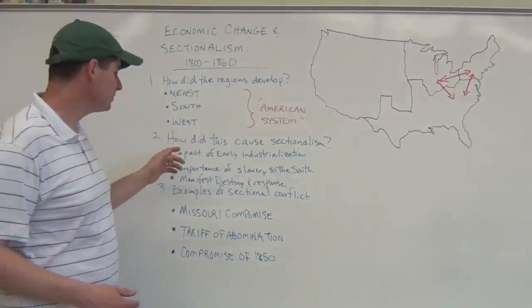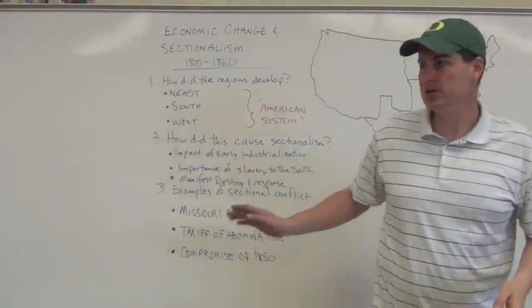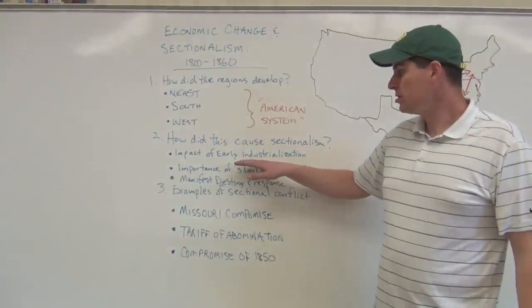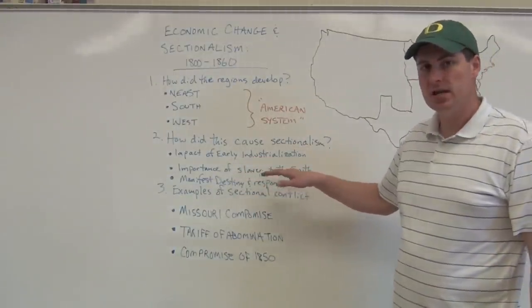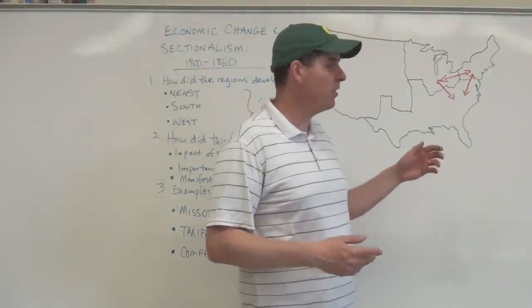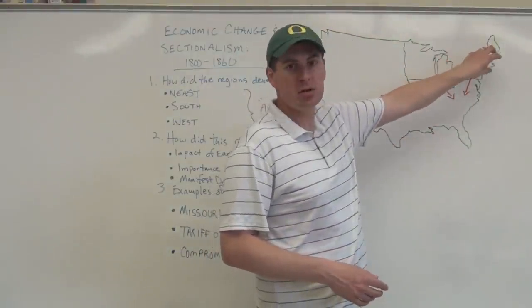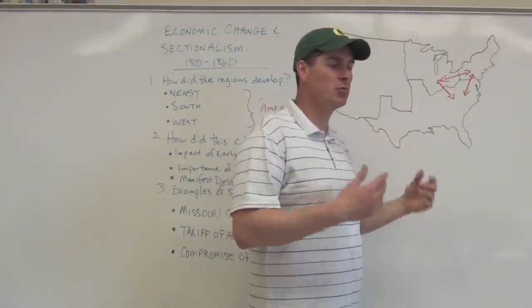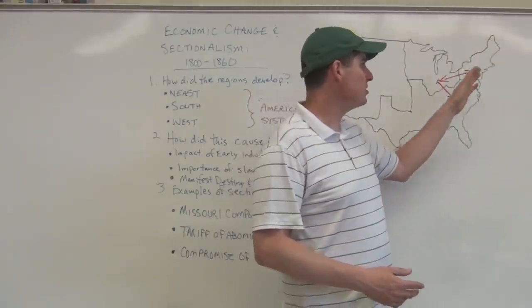So what happens with this? How did this cause sectionalism is the second question. So you've got the impact of early industrialization. And one of the things that comes with early industrialization is tariffs. So the Northeast, to get these industries going, the British are trying to lower the prices and drive them out of business. They start asking for tariffs.